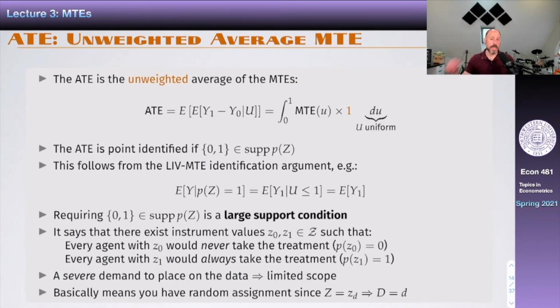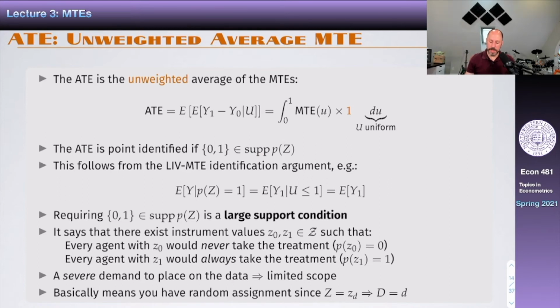So, ATE, average treatment effect. Well, the average treatment effect is an unweighted average of marginal treatment effects. It is the integral from 0 to 1 of the marginal treatment effect times 1, so the weights are 1, and U is uniform. And that gives us the average treatment effect. The average treatment effect is point identified if 0 and 1 belong to the support of the propensity score.